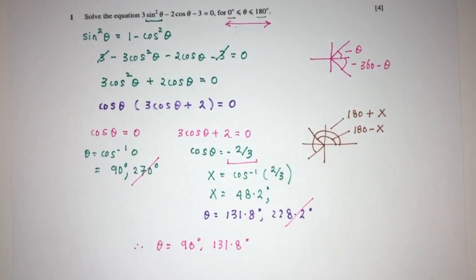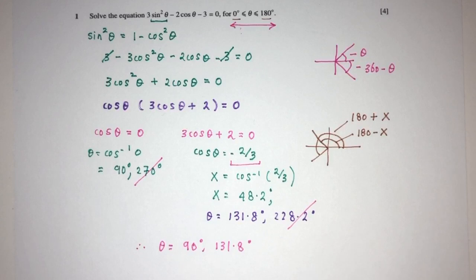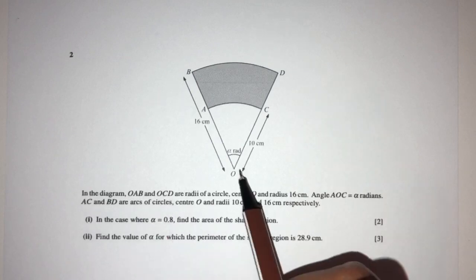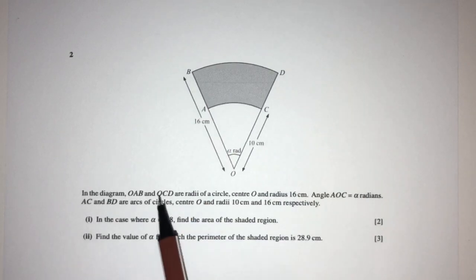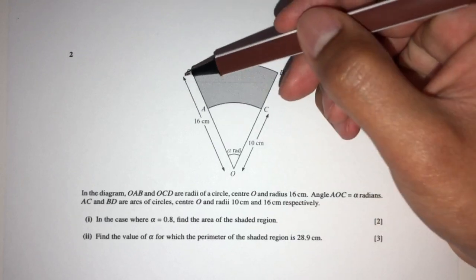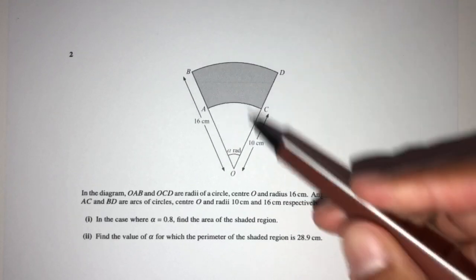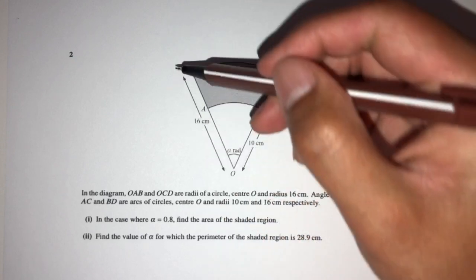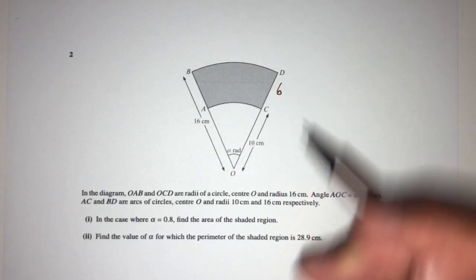And that will be the question in relation to trigonometry. Now let's move on to the next question. So in the diagram we have OAB. OAB and OCD are radii of the circle. Okay, now we have center O right here, and the radius is 16, so this is 16, the whole thing. If this is 10, it means this has to be 6 logically, right? Because this is 16, this is 10, this will have to be 6.